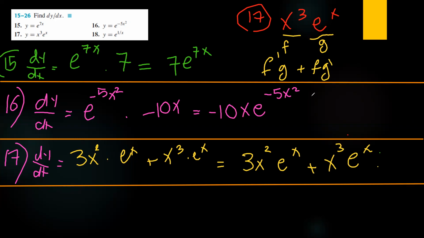So here you have to use the product rule. We have x cubed multiplied by e to the power x. The first times the derivative of the second one, plus the second one times the derivative of the first one.